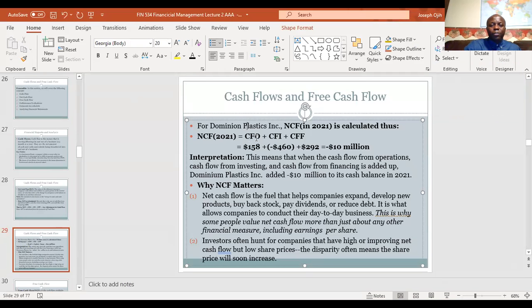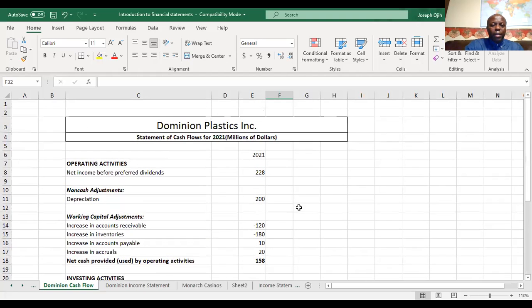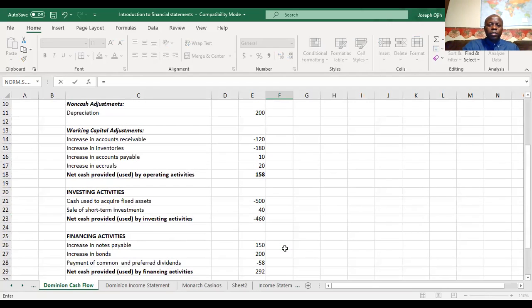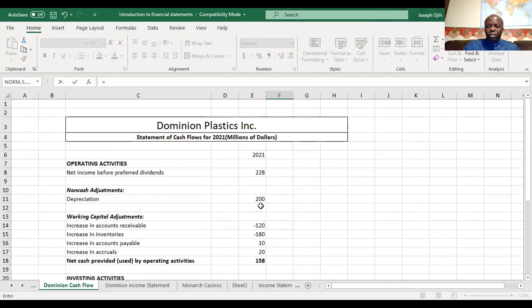The formula is cash flow from operations plus cash flow from investment, and then cash flow from financing, which means that for Dominion Plastics, net cash flow is equal. Again, before you do any calculation in Excel, put the equal sign, which will put this cell in a ready mode to do work. This is the total cash flow. Everything here is in millions. For example, this is 228, means $228 million.